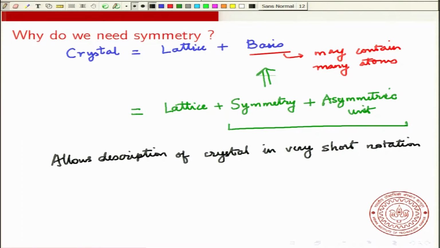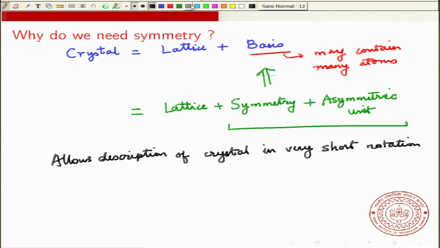So, essentially we will see that we can describe the crystal using a very short and brief notation. You do need to describe what this asymmetric unit is, and we will see a specific example of this in the case of the diamond cubic. Later on we will see that this lattice and symmetry combine to form something called a space group. So, we can really think of the crystal as a space group plus an asymmetric unit.